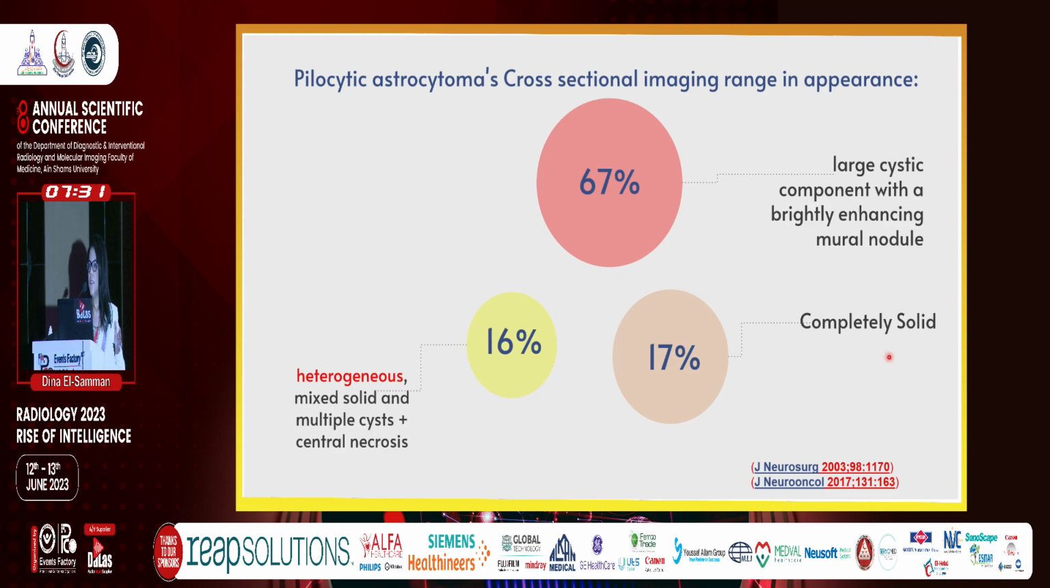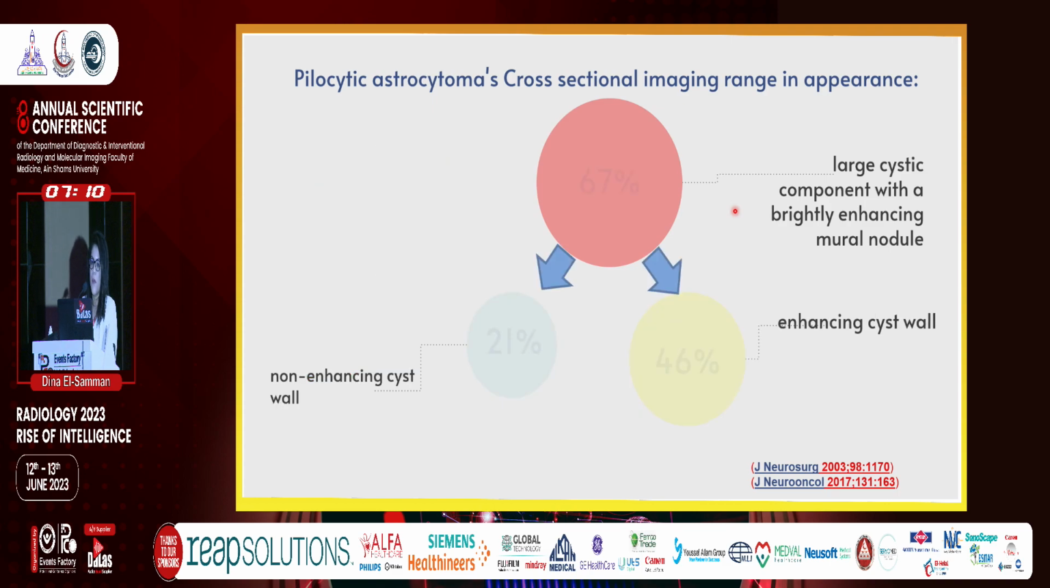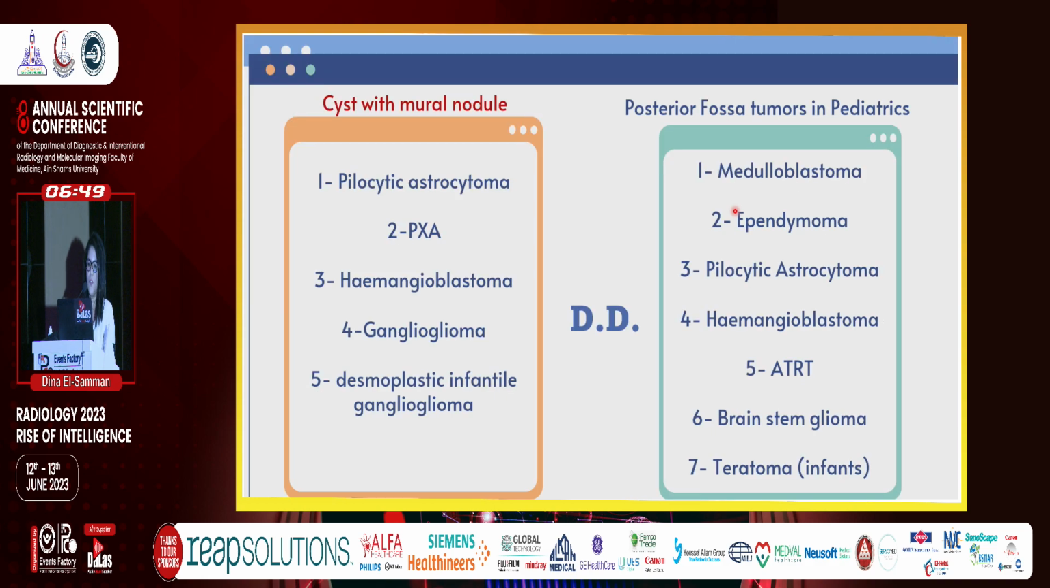We can get a completely solid lesion on cross-sectional images, and we can get a heterogeneous, mixed solid and multiple cysts with central necrosis. We should always bear in mind it's not always the nice typical case of a cyst with a mural nodule. Some cases, about 20%, may show thin calcification. Of the 67% with a cyst and a brightly enhancing mural nodule, 46% may show an enhancing cyst wall, whereas 21% may be non-enhancing. So you see the variability. You should be flexible and expect atypical presentations in the radiology report.